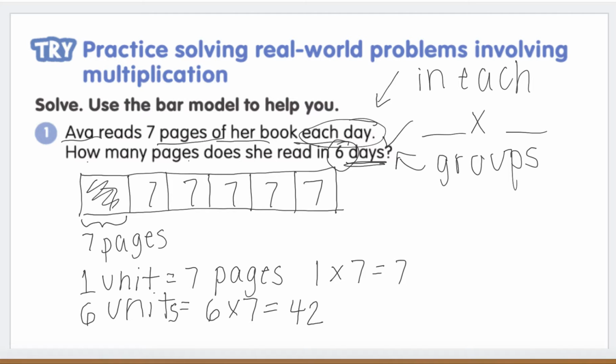Now, I can label this. I kind of ran out of room. I'm going to put an arrow. That all together, she has read 42 pages. In the entire model, it represents all 42 of those pages. But we can see in the 6 equal parts, she read those pages in 6 days, and each day she read 7 pages.